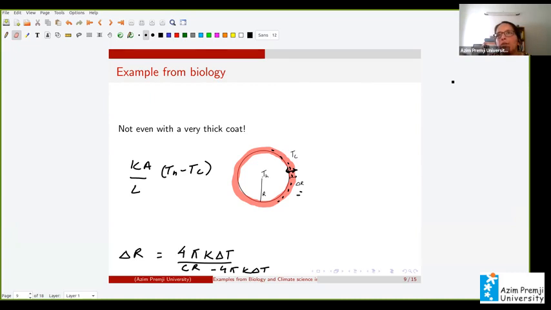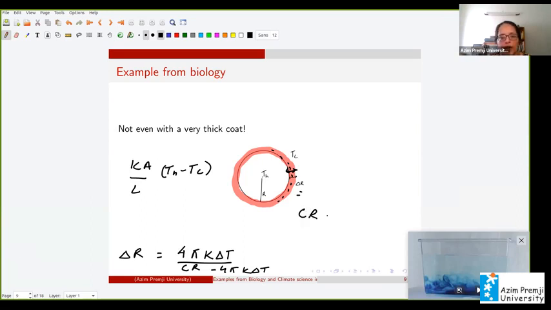But let's say you are given, okay, imagine you have to calculate the size of an animal which can survive in Antarctica. Then you would have to put in some real numbers there. So what is the minimum size that can survive? This denominator has to be greater than 0 in order for the animal to survive. So CR has to be greater than 4 pi kappa delta T. The specifics of the problem all depend on the numerical value of this constant, and so on.